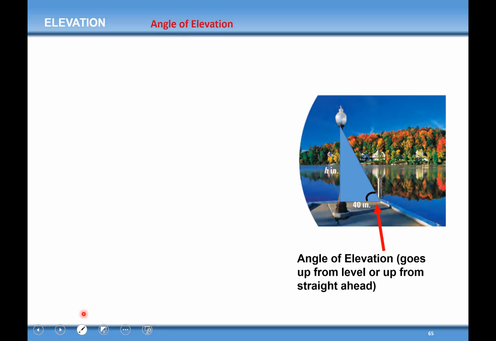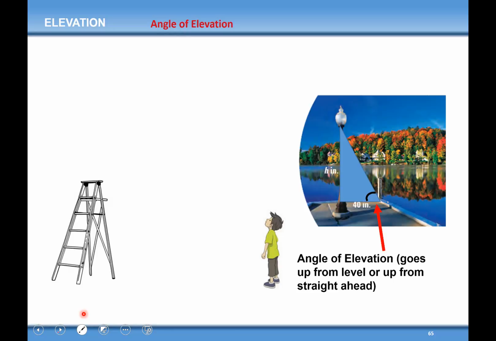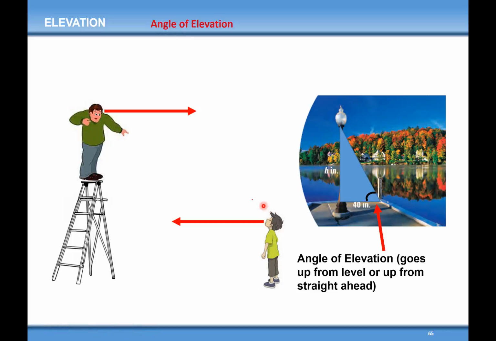It goes up from level with the ground or up from straight ahead. So another way to think about this, you can see the lovely little boy here, and his big brother here is up on the ladder. And he would normally be looking straight ahead, but because he's looking up at his brother, you have an angle of elevation here. And just like the big brother might normally be looking straight ahead, he's looking down. So that's an angle of depression.